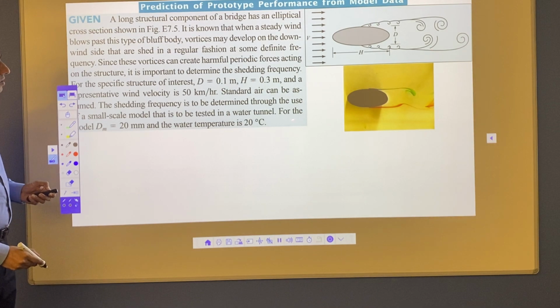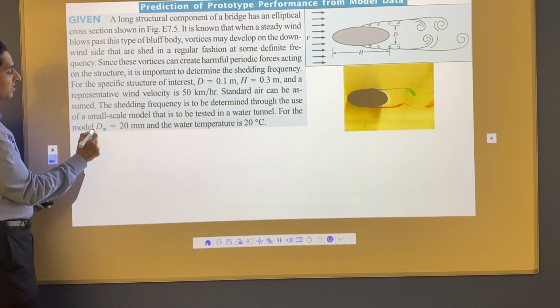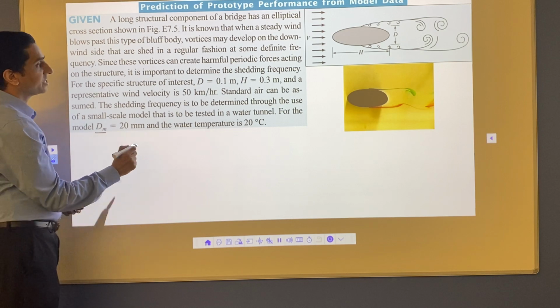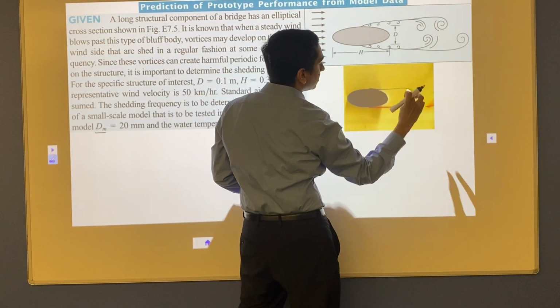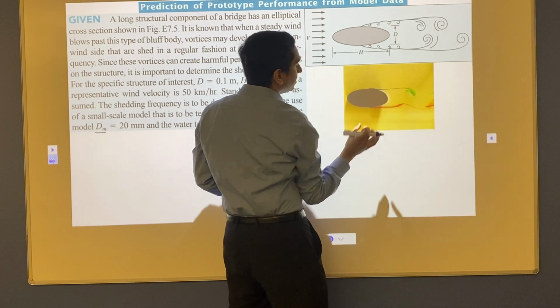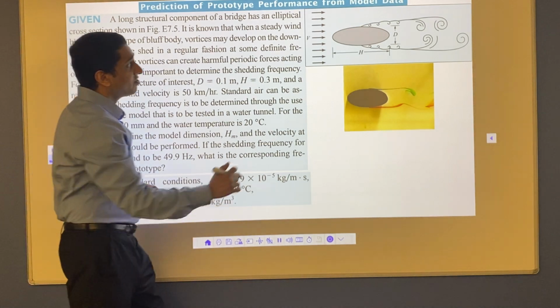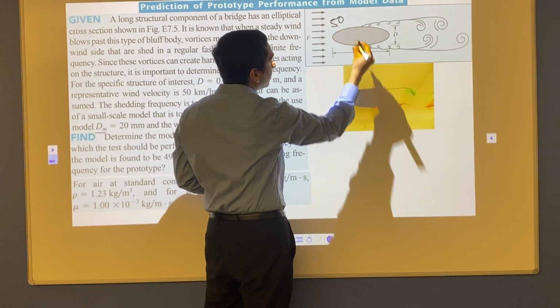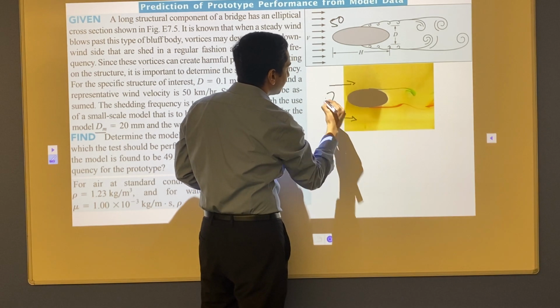and the standard air can be assumed, and the diameter is given. So the model diameter dm is 20. So this part for the model is given, it's 20. We want to find out what will be the dimension. So here, determine the model dimension. What should be the dimension for the model? Then determine the velocity. Air velocity is 50 km per hour. What should be the velocity for the water? We have to calculate.